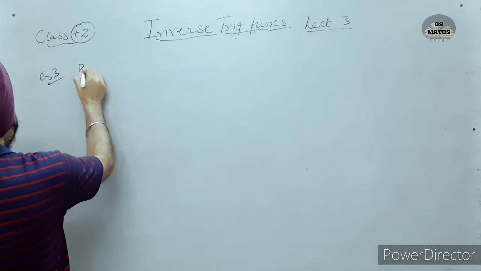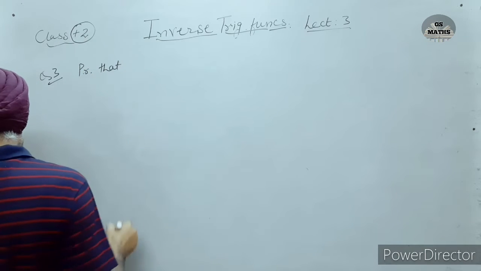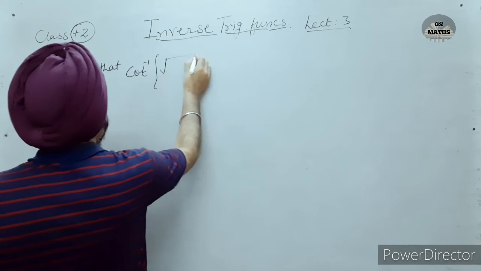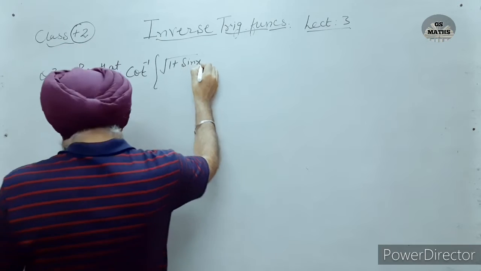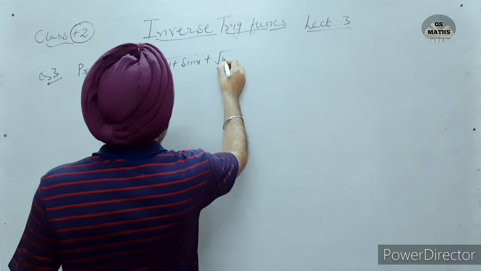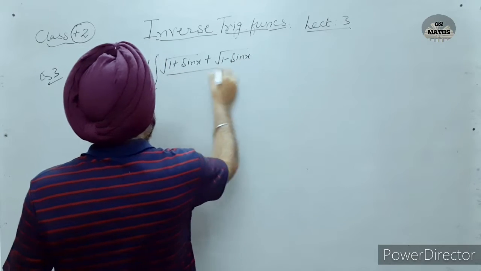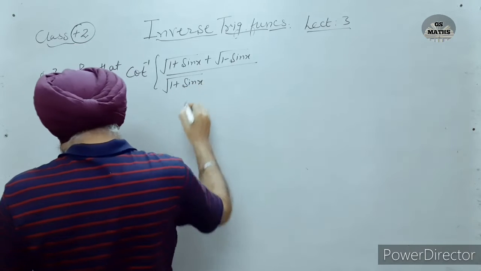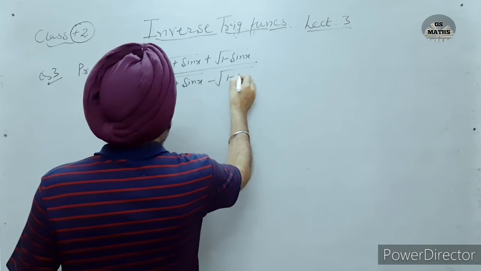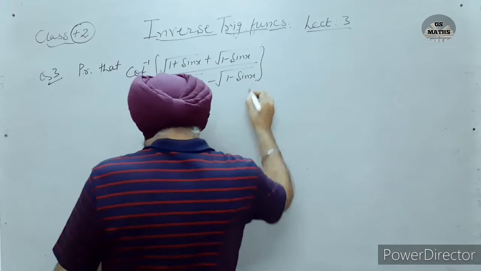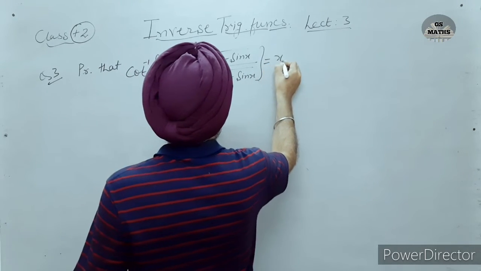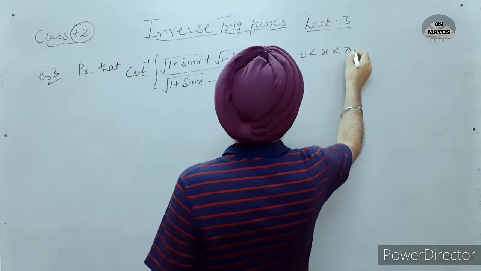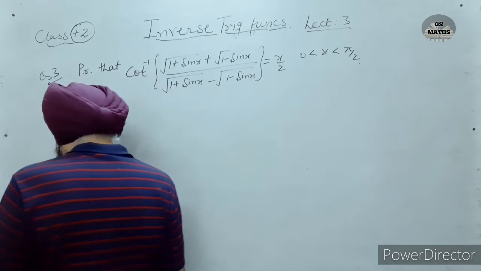Question number 3 is: prove that cot inverse of (under root 1 plus sin x plus under root 1 minus sin x) upon (under root 1 plus sin x minus under root 1 minus sin x) is equal to x by 2, given that x value lies between 0 and pi by 2.